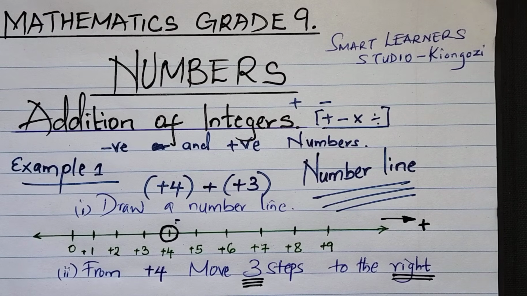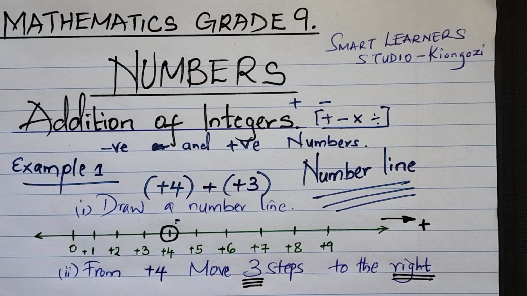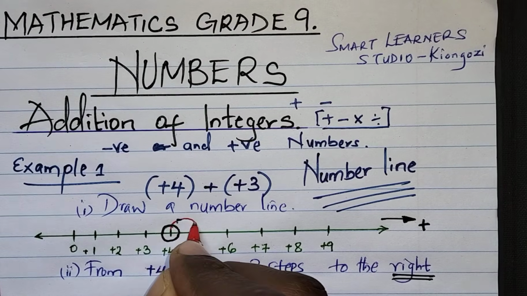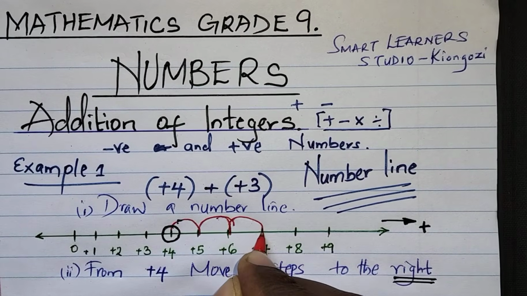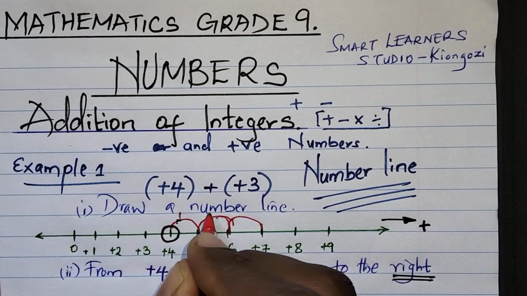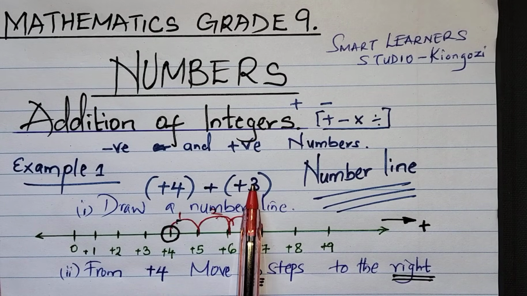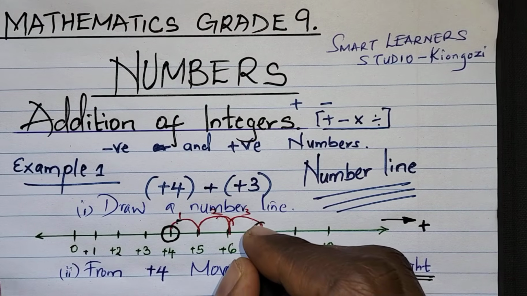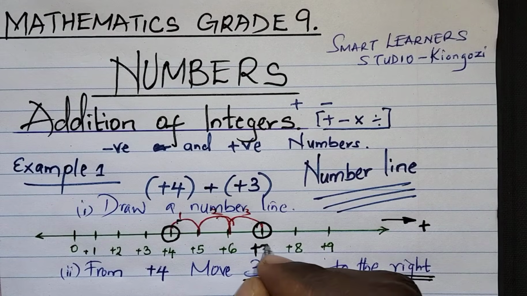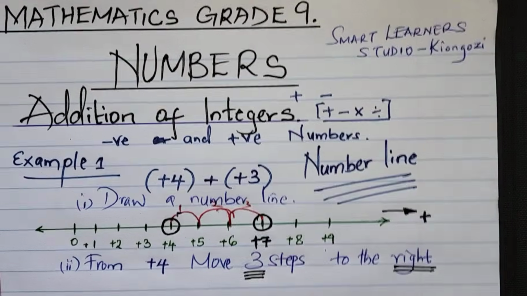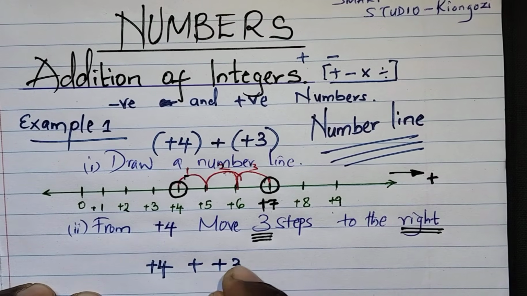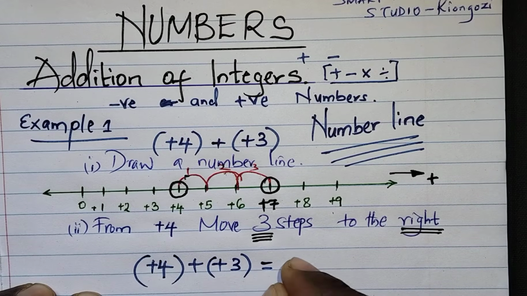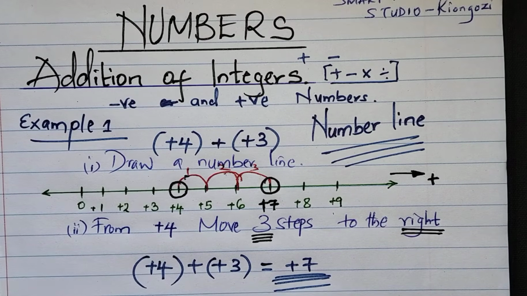I will use another ink and show you the steps moving towards the right. I move 1 step, 2, then 3. So I have moved 1, 2, 3 steps as dictated by the question. And then I land at positive 7, and that is the answer. So positive 4 plus positive 3 is definitely positive 7. So the answer is positive 7.